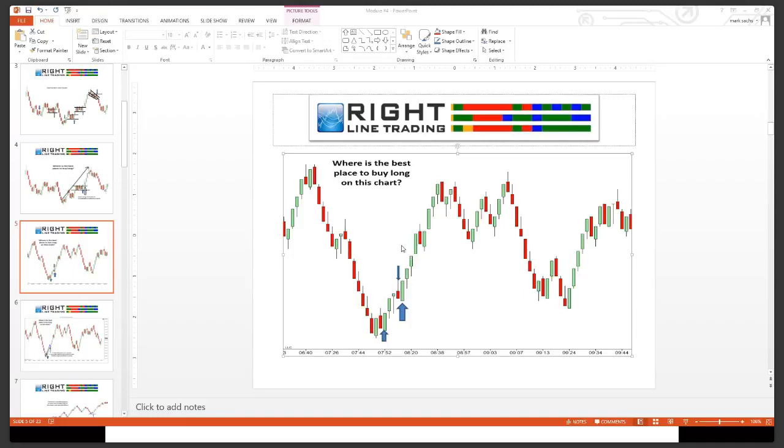Now remember, here's another thing that I want to make really clear, and that is a candle can be an A and a C at the same time. Because what you do is you get a pullback here, and you get an engulfing candle here.